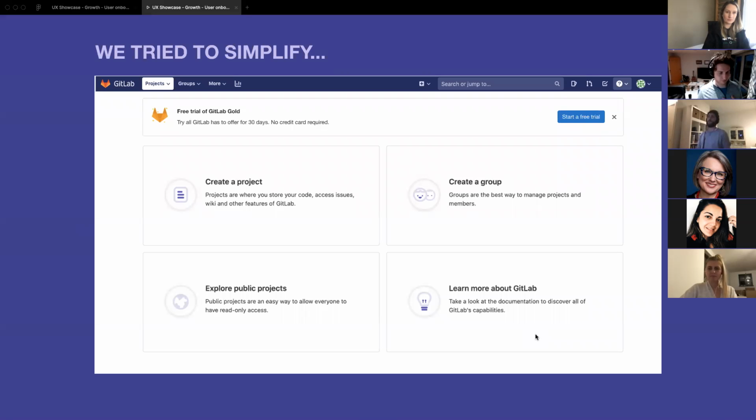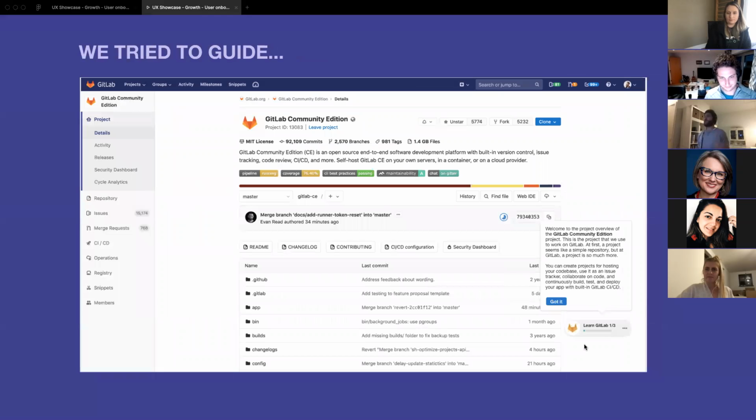Before we tried to simplify, we had these 4 tiles cards, and the main one was to create a project, because if you don't create your project, it's hard to access most of the features. And we also tried to guide you, with this little helper here on the right, through multiple steps, such as setting up a project, creating issues, and creating a merge request. All this is great for the first day, but then what?